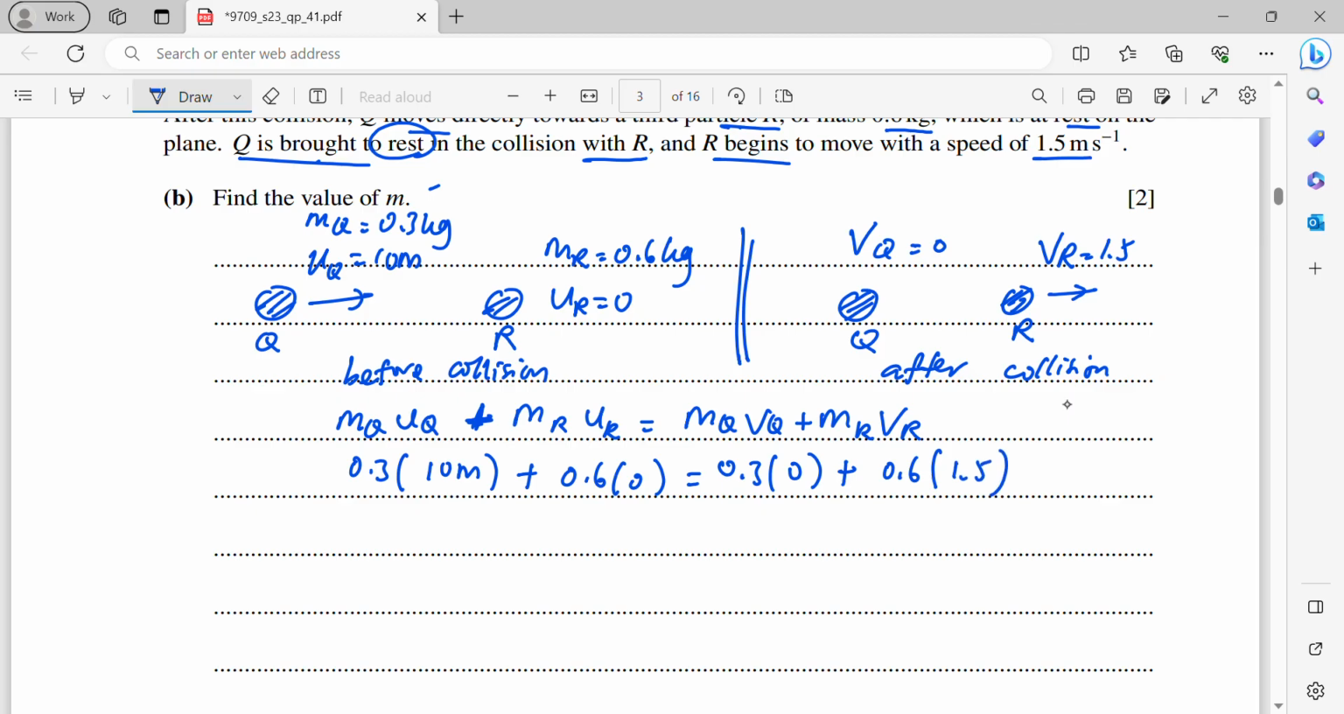So for the left hand side, 0.3 times 10m will be 3m. Then the second term will be 0 because it is multiplied by 0. Same for the first term of the right hand side, 0.3 times 0 will be 0. Then 0.6 times 1.5 will be 0.9. So from here, your m is 0.9 divided by 3, which is 0.3. That is our m value.